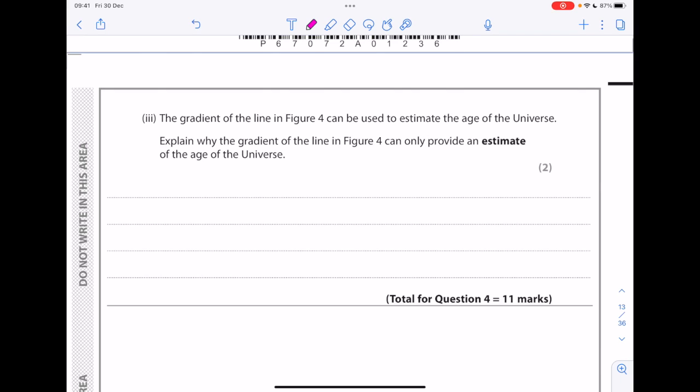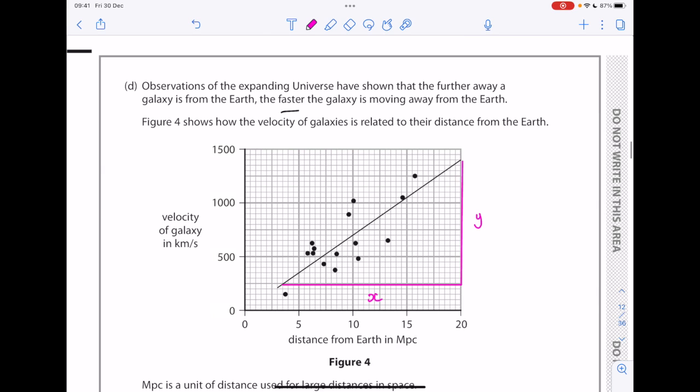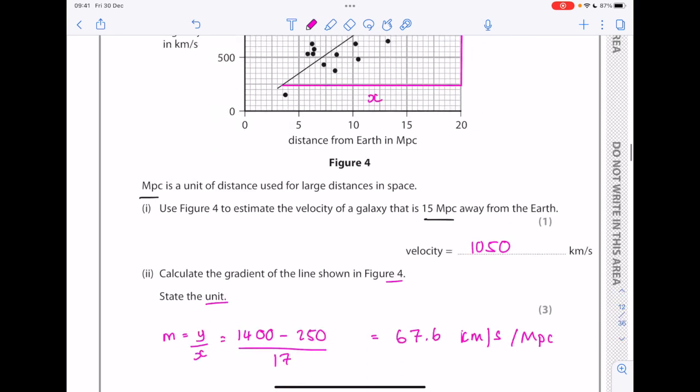The gradient of the line in figure 4 can be used to estimate the age of the universe. Explain why the gradient of the line in figure 4 can only provide an estimate for the age of the universe. We'll have a look. The points are extremely widely scattered, which means that that line of best fit could effectively be in so many other places, and therefore, once you calculate the gradient, that value could change drastically.